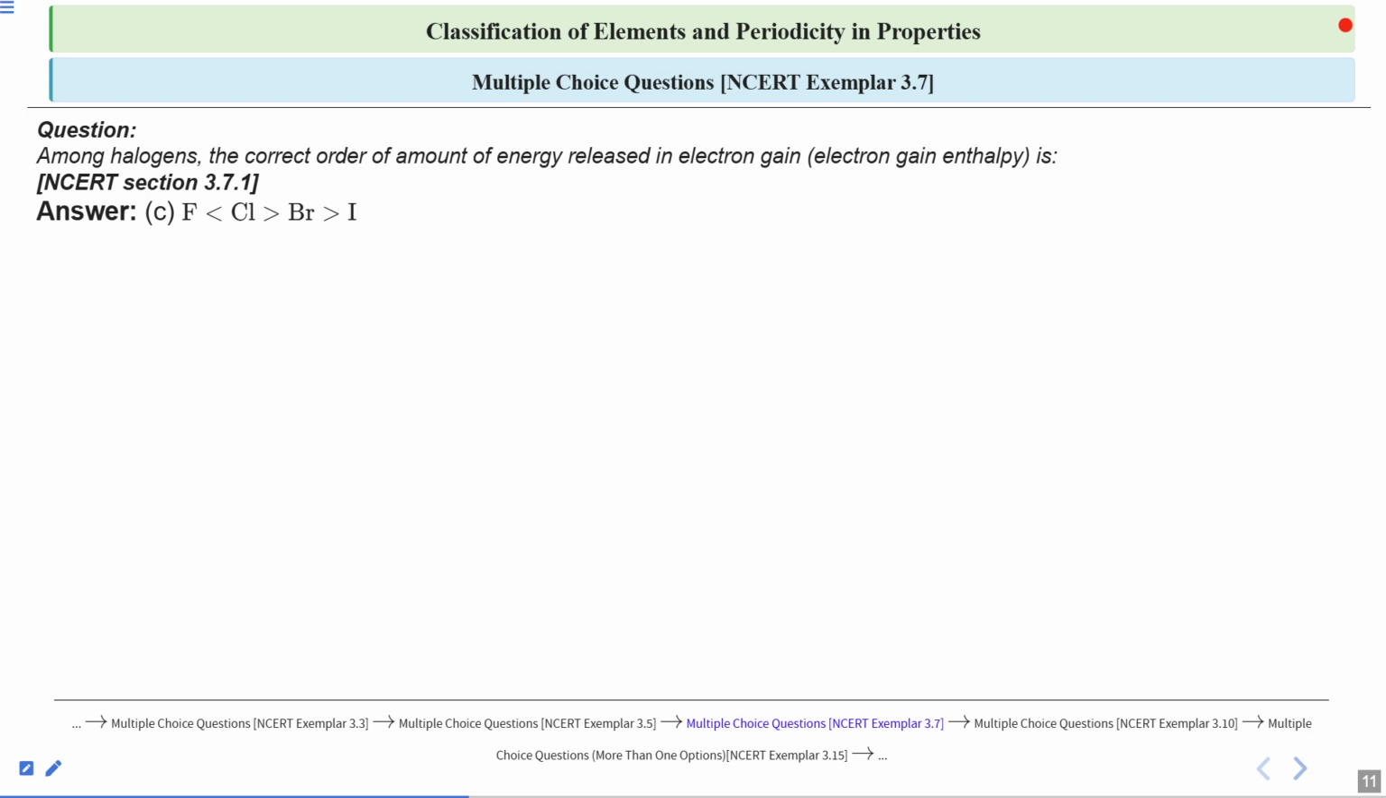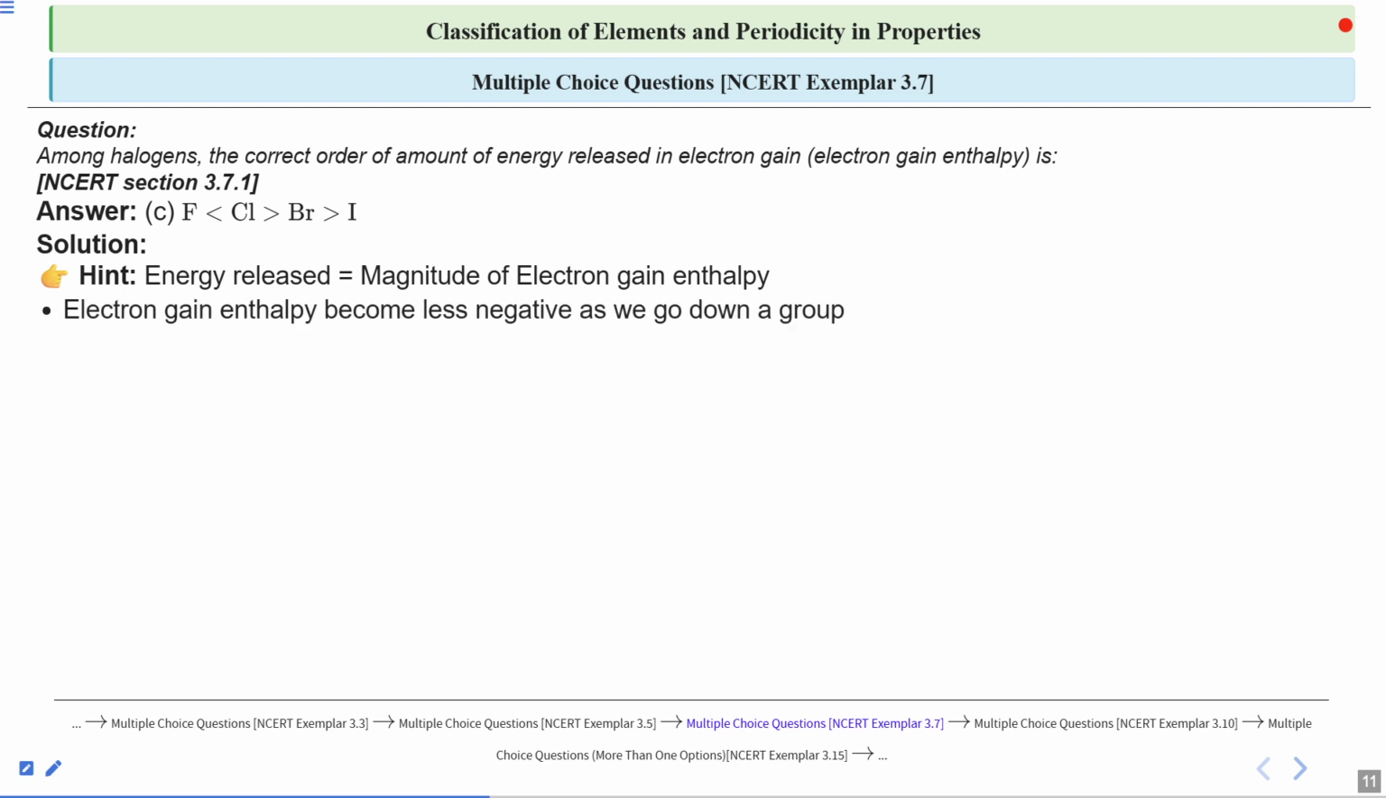Now let us try to understand this part. What is the meaning of energy released? If we are saying that we have to arrange them in order of energy released, then we have to only consider the magnitude of electron gain enthalpy. We do not need to consider the sign, whether it is positive or negative. We don't have to worry. We only have to see which one is releasing more energy. That's it.